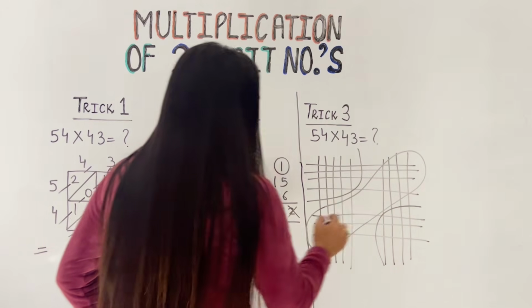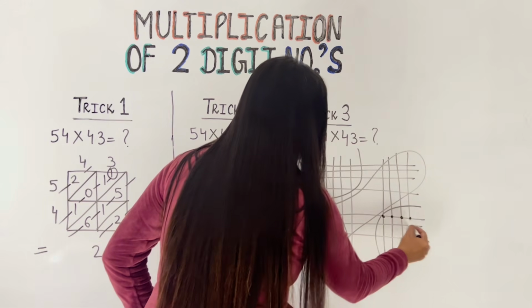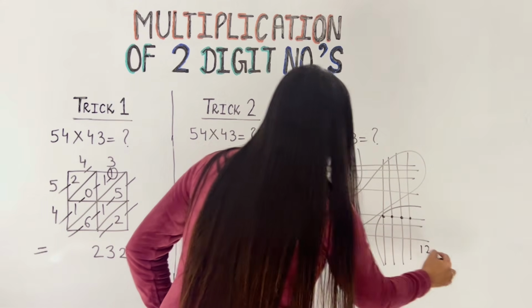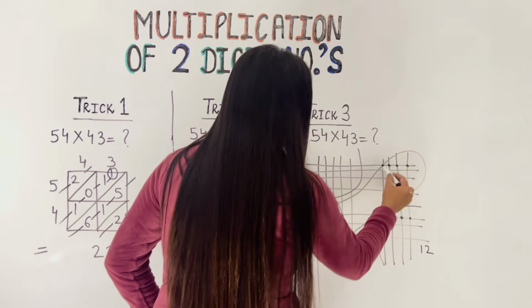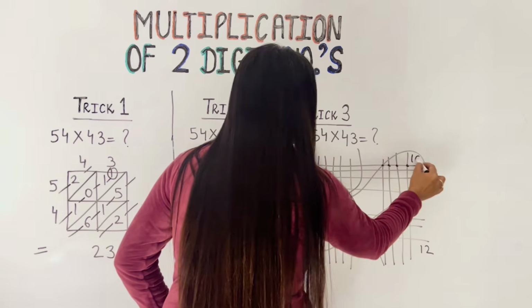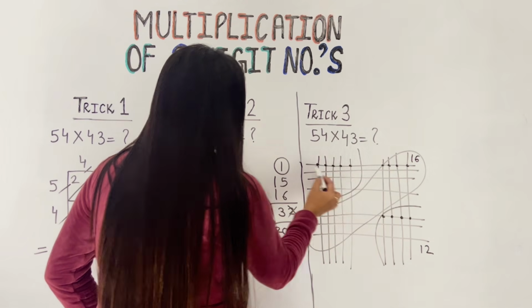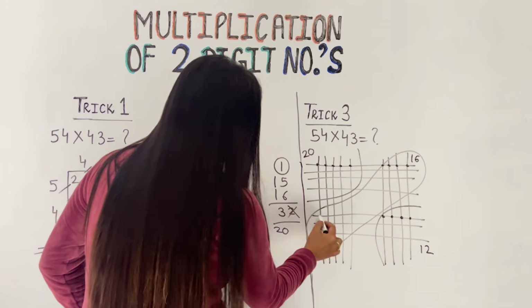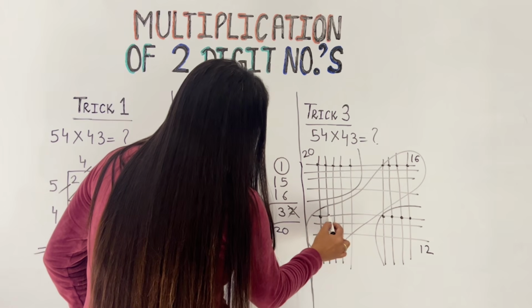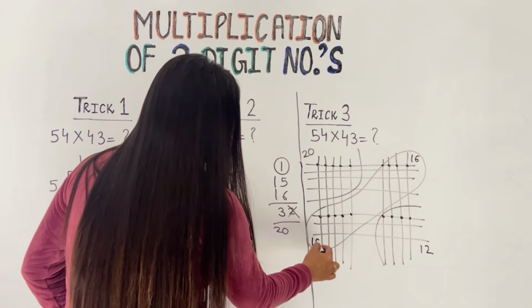Now we'll count the intersection points. Here 1, 2, 3, 4 and 4 dots are repeating 3 times. So total dots are 12. Here 1, 2, 3, 4 and 4 dots are repeating 4 times. So total dots are 16. Here 1, 2, 3, 4, 5 and 5 dots are repeating 4 times. So total dots are 20. Here 1, 2, 3, 4, 5 and 5 dots are repeating 3 times, so it's 15.